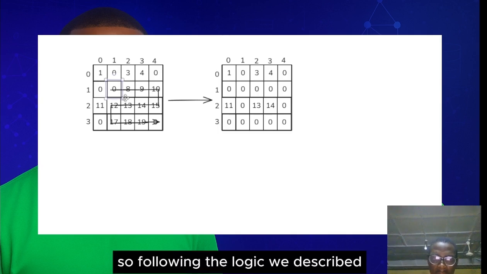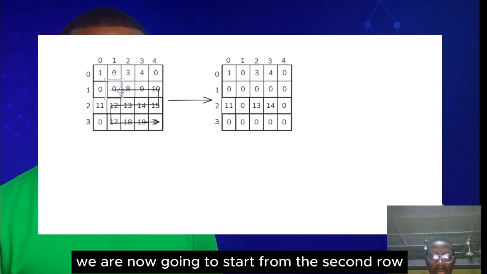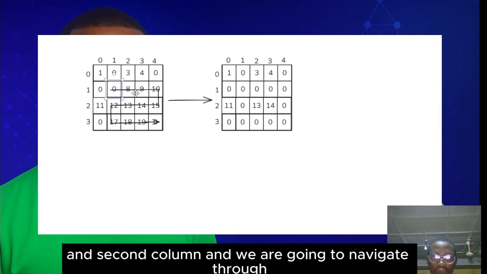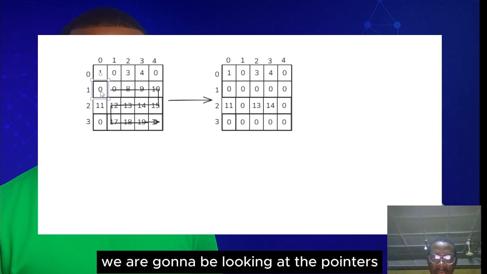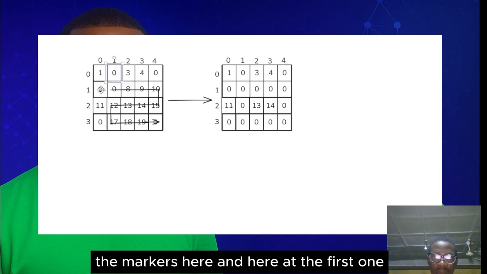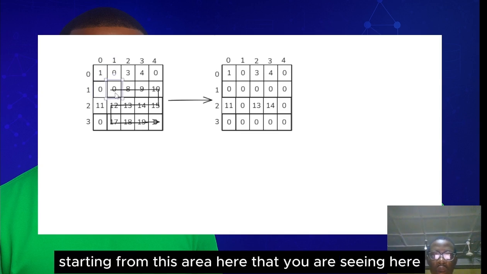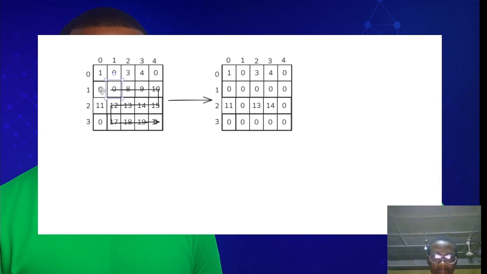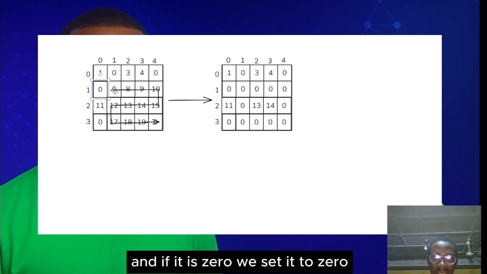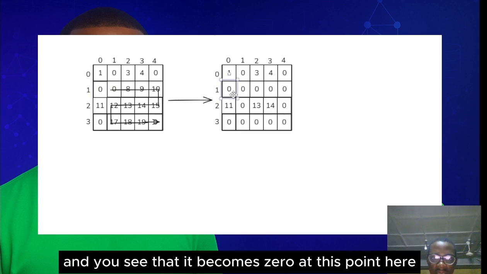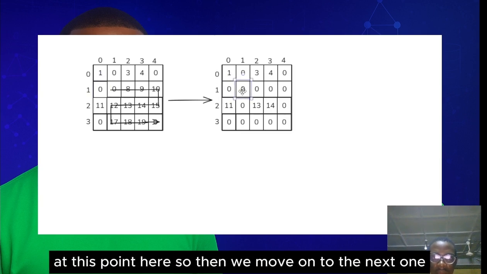Following the logic we described, we are now going to start from the second row and second column, and navigate through the rest of the array. What we are going to be doing is looking at the pointers, the markers here and here at the first row and the first column. Starting from this array that you are seeing here, we look at the corresponding cell at the first row and first column, and if it is 0, we set it to 0, and you see that it becomes 0 at this point here. Then we move on to the next one.